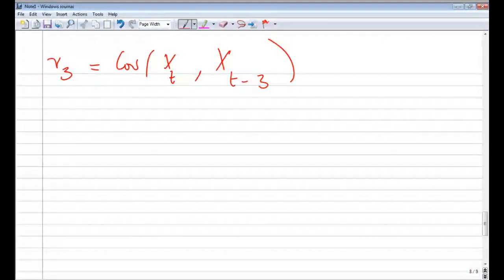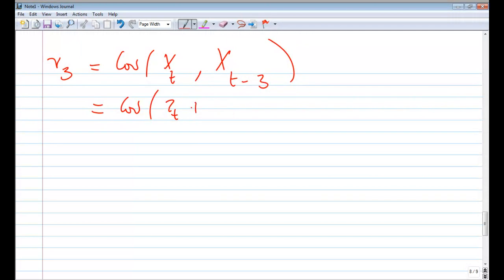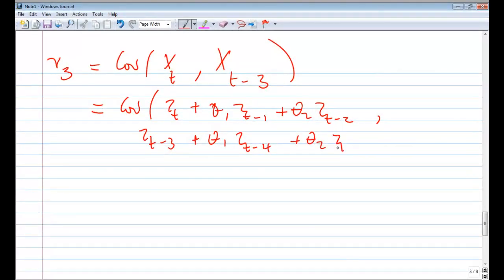Let's go to gamma 3. Gamma 3 is equal to the covariance of xt and xt minus 3, which is 0. Obviously it's going to be 0 because all of them are independent. But let me just show this step, then we go to 0. Theta 1 zt minus 1, theta 2 zt minus 2. Zt minus 3, theta 1 zt minus 4, theta 2 zt minus 5. You see, this one obviously is going to give you 0. All of them are independent.